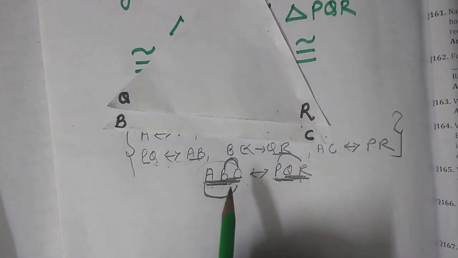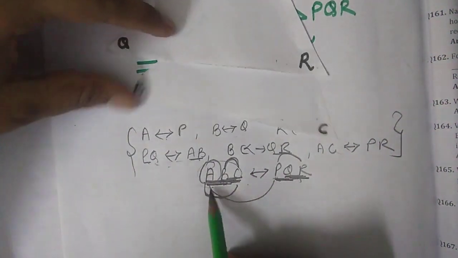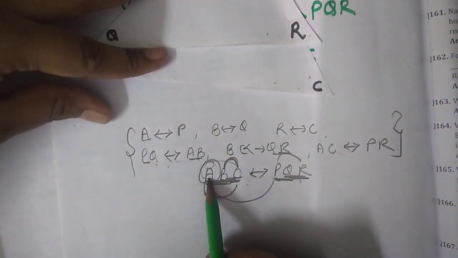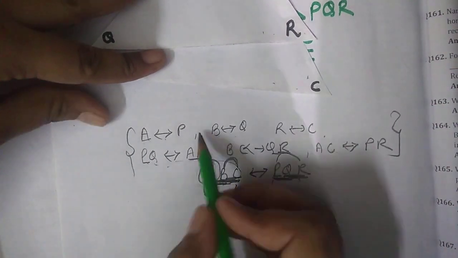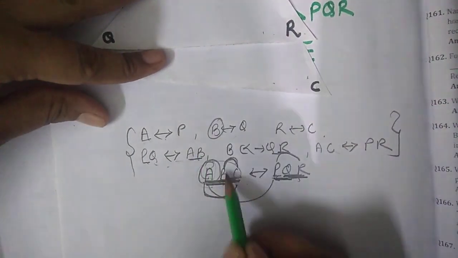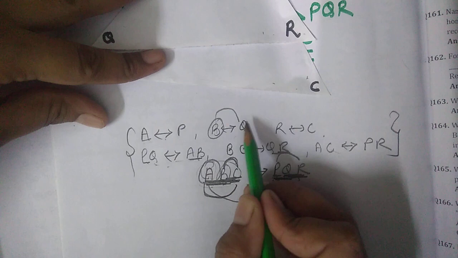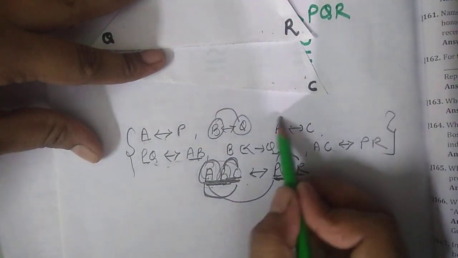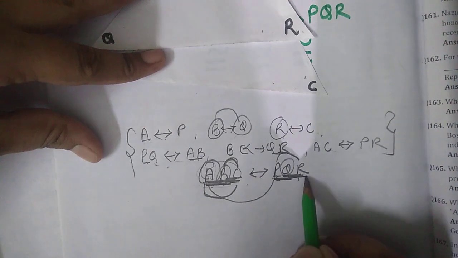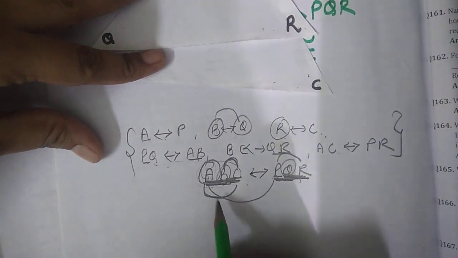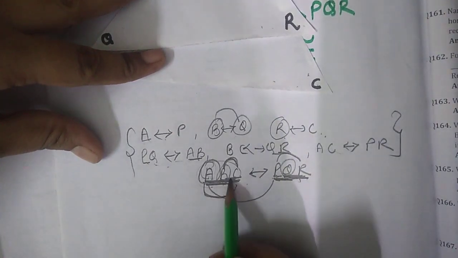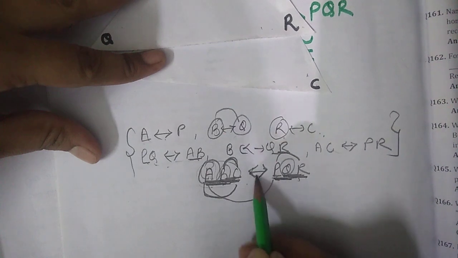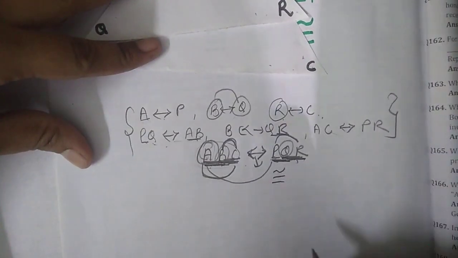Same for angles. A is corresponding to angle P, so first position, if here it is A, then you have to write P. Second position, if it is B, then corresponding to B we have to write Q. They are also in second position, and corresponding to R we have C. So this is how you can write the name of triangle ABC. This is the sign of correspondence, and this is the sign of congruence.